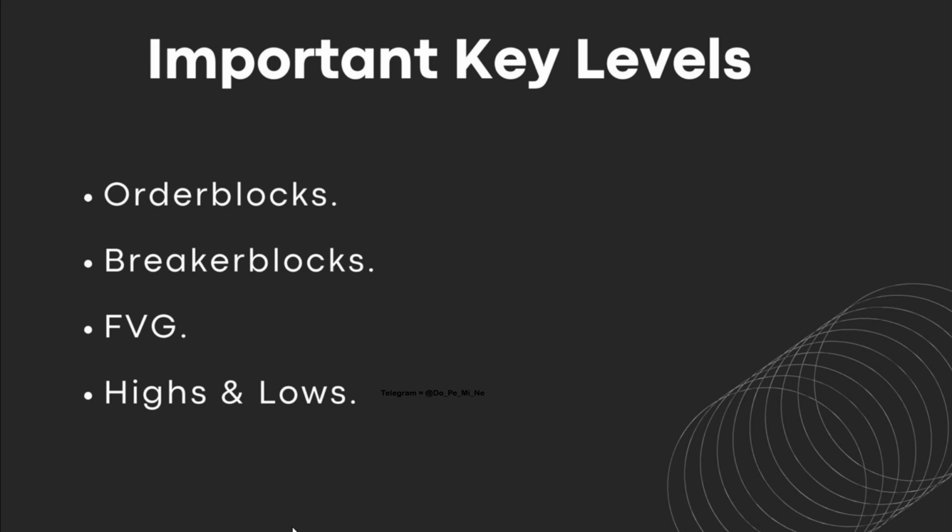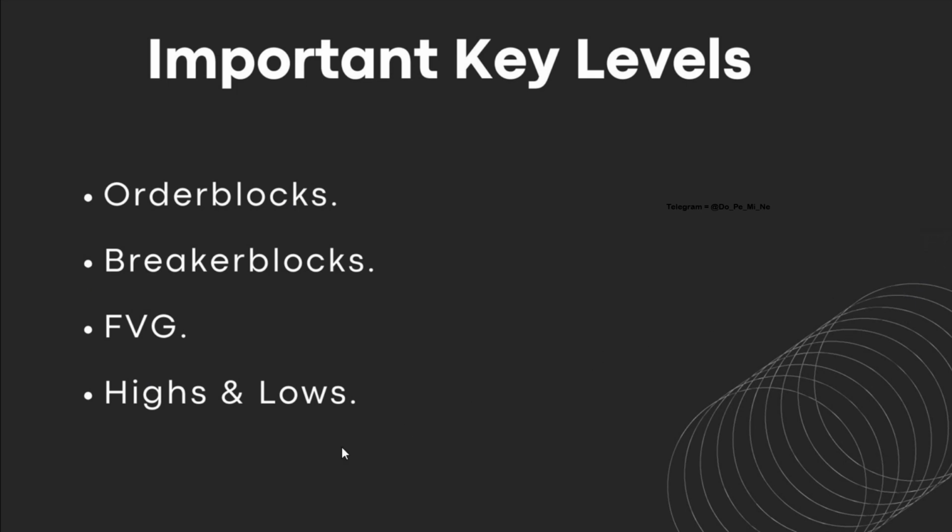Now, last but not least, the two most important key levels after an order block, which are highs and lows. If I had to choose only two key levels for my trading, I'd choose order blocks, highs and lows. These are the only key levels I use most of the time in my trade ideas. I barely use breakers or FVGs. Most of my trade ideas are based around either order blocks, highs or lows.